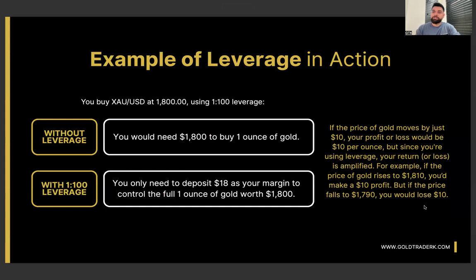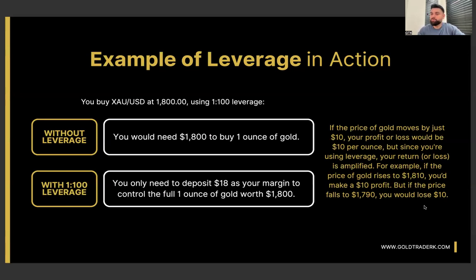Examples of leverage in action. Let's say you're buying gold at 1800 using a leverage of 1 ratio 100. Without leverage, you will need the entire 1800 to buy 1 ounce of gold. With a leverage of 1 to 100, you only need to use $18 of your margin to control the 1 ounce of gold worth 1800.